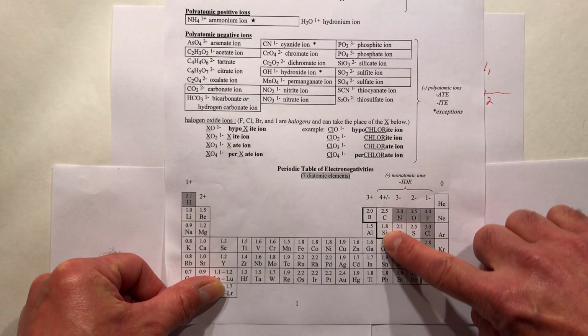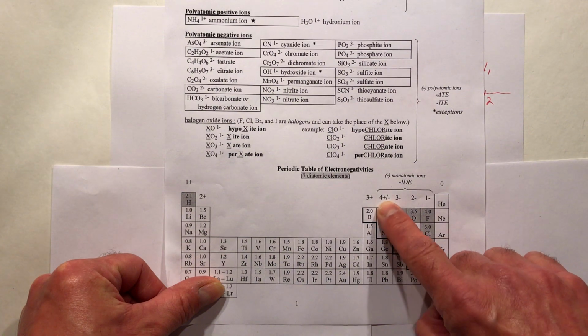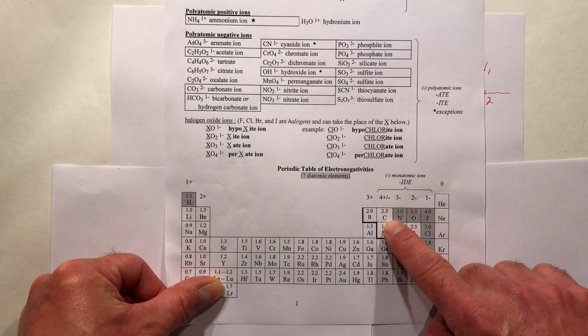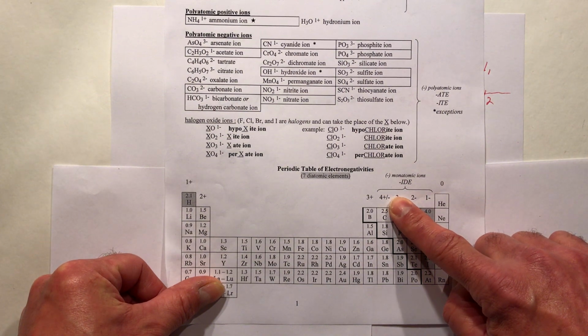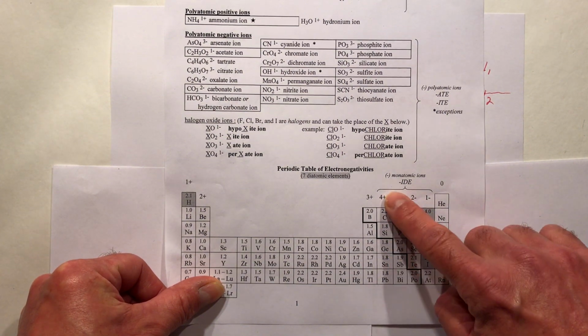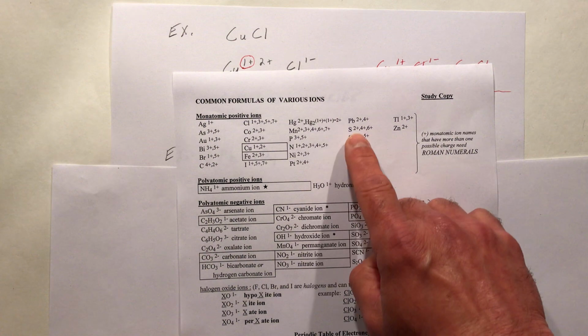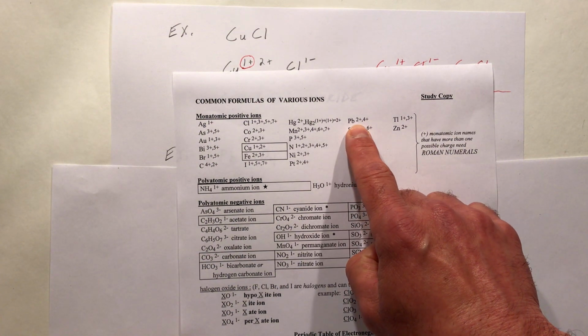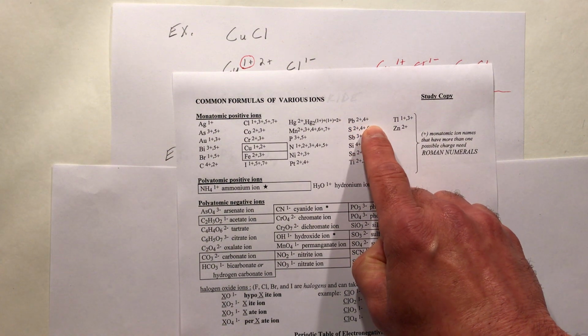Now remember that the elements in this column could be 4+ or 4-. For example, when we have C4+, it's called the carbon ion. But when we have C with a 4- charge, we call it the carbide ion. So here we have Pb4+. Hey, let's double check at the top and see if it makes any other ions. And in fact, it does. Somewhat unexpectedly, Pb can do a 2+ charge as well. So we have Pb2+ or 4+.